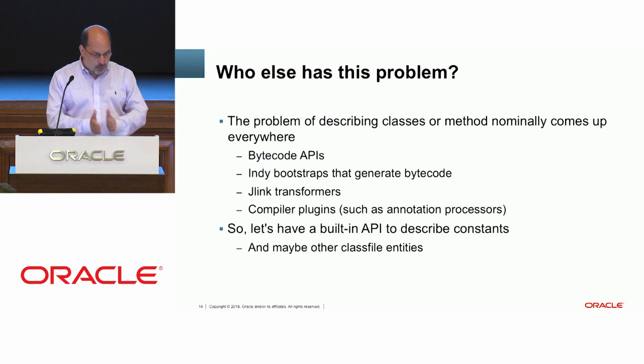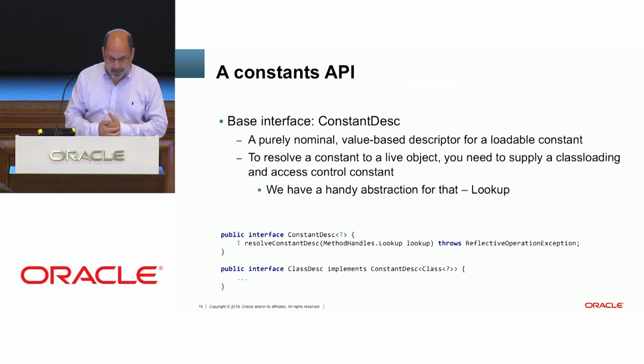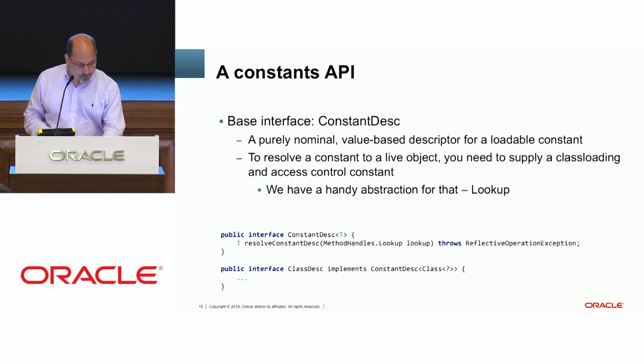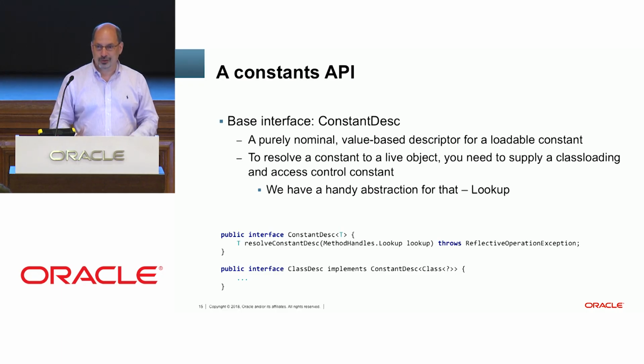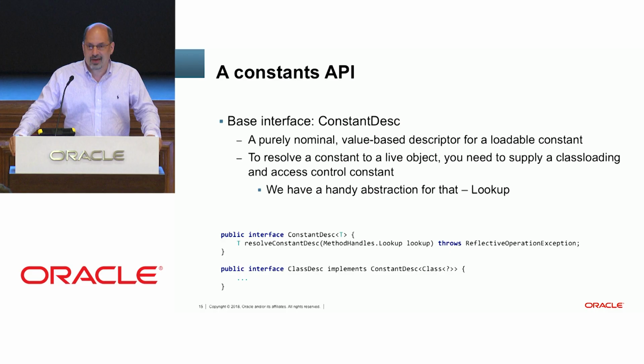So these are problems that show up everywhere, and it seemed like a problem worth solving once and for all, because it shows up with bytecode APIs, it shows up with indy bootstraps that generate bytecode, it shows up in JLink transforms, it shows up in compiler plugins like annotation processors. So it seems kind of an obvious thing: let's have an API to describe constants. And it's not a particularly hard API to write. It's just a bunch of little wrapper classes around bundles of strings and things like that. So, okay, we can do that. I'm going to walk you through this API that we've designed, and then I'll show off the more interesting things of how we've actually used that.